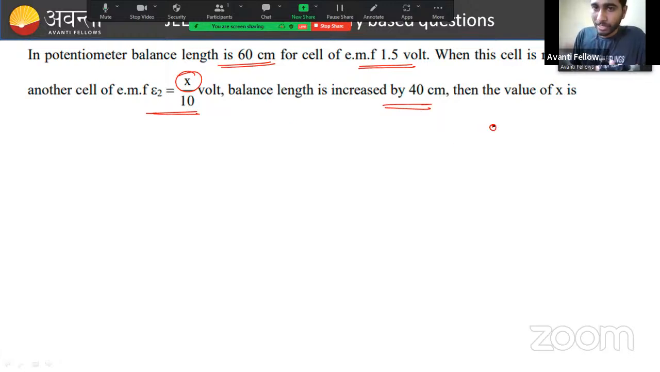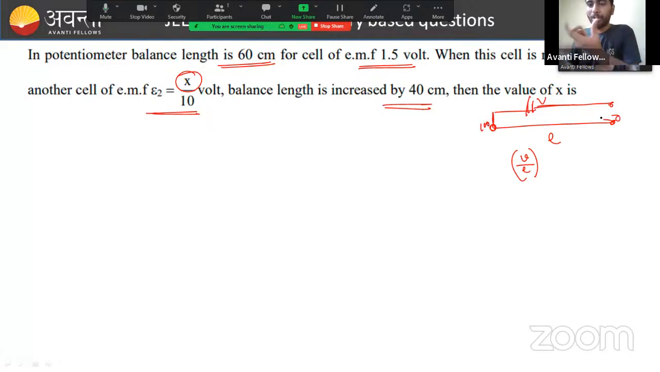Guys, you know one thing. This is a resistance wire, suppose. It has a length L. Across this resistor length, I applied the potential, V volt. In each length, the potential will be dropped. We can write the potential drop will be V by L. That is nothing but potential gradient. If I take 100 volt difference, suppose it is 10 meter, in each meter the potential is dropping 10 volt, 10 volt, 10 volt, 10 volt like this.